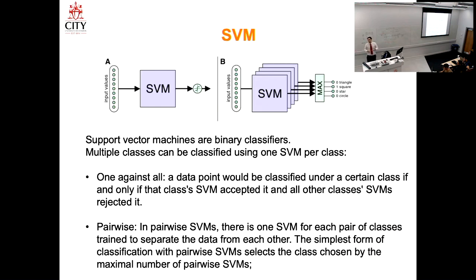The other one would be pairwise, 1 to 1. I say, between 1 and 2, this is 1. Between 1 and 3, this is 1. Between 1 and 4, this is 4. And then do a majority voting. I say 75% of these classifiers said this is 1, so this is 1. And you can do it that way.